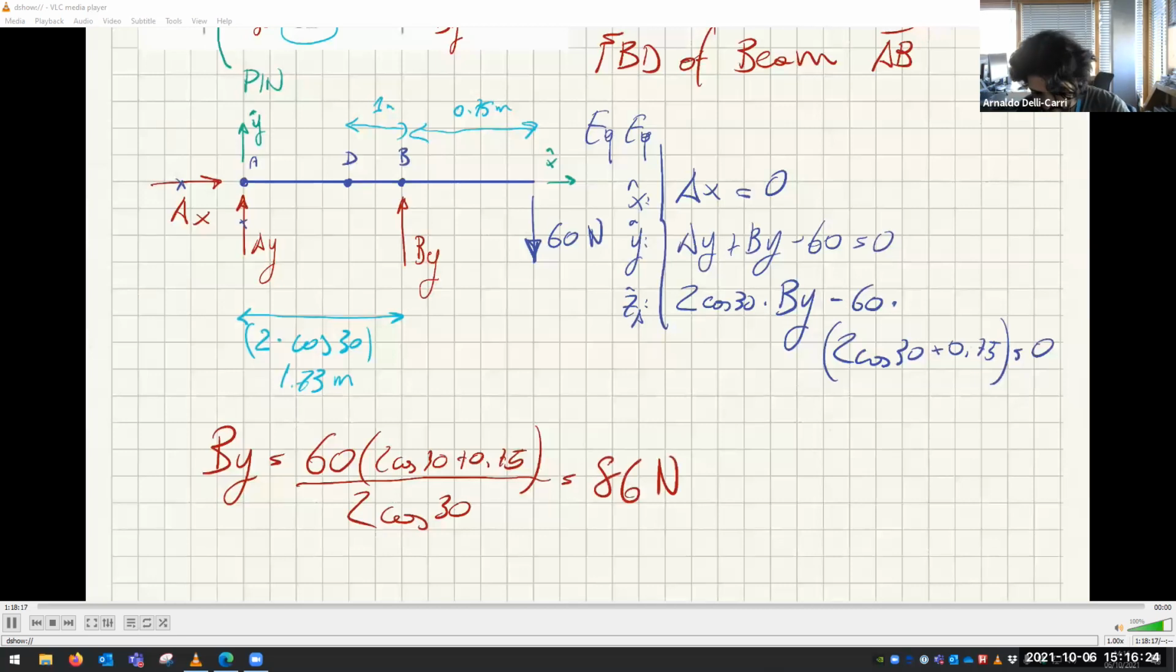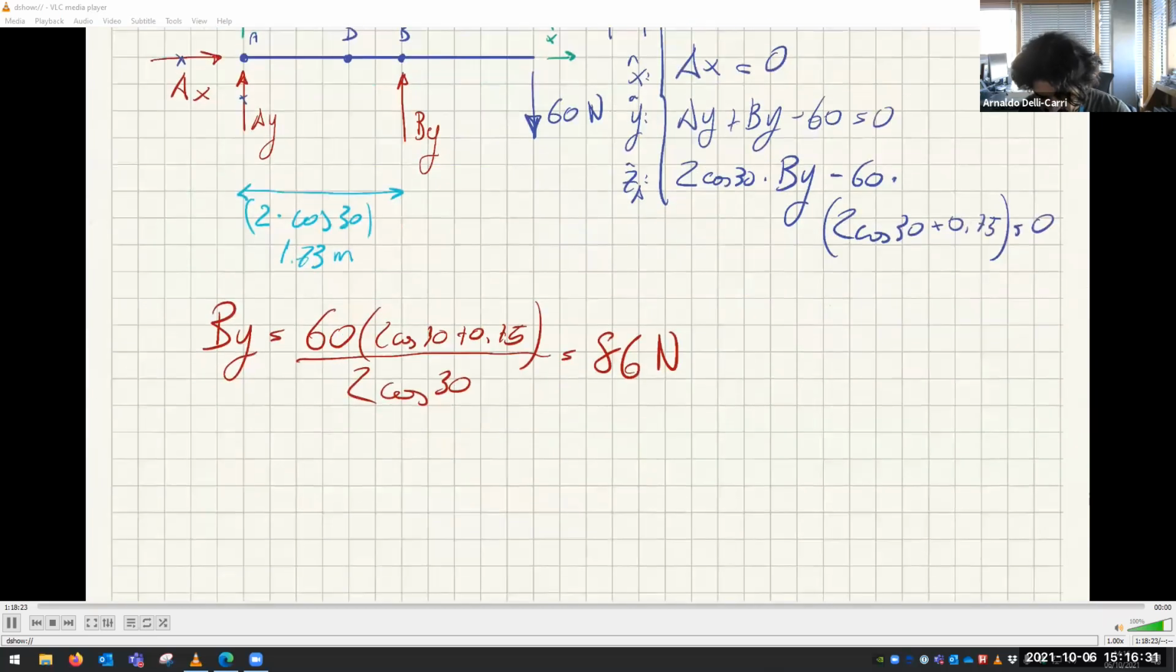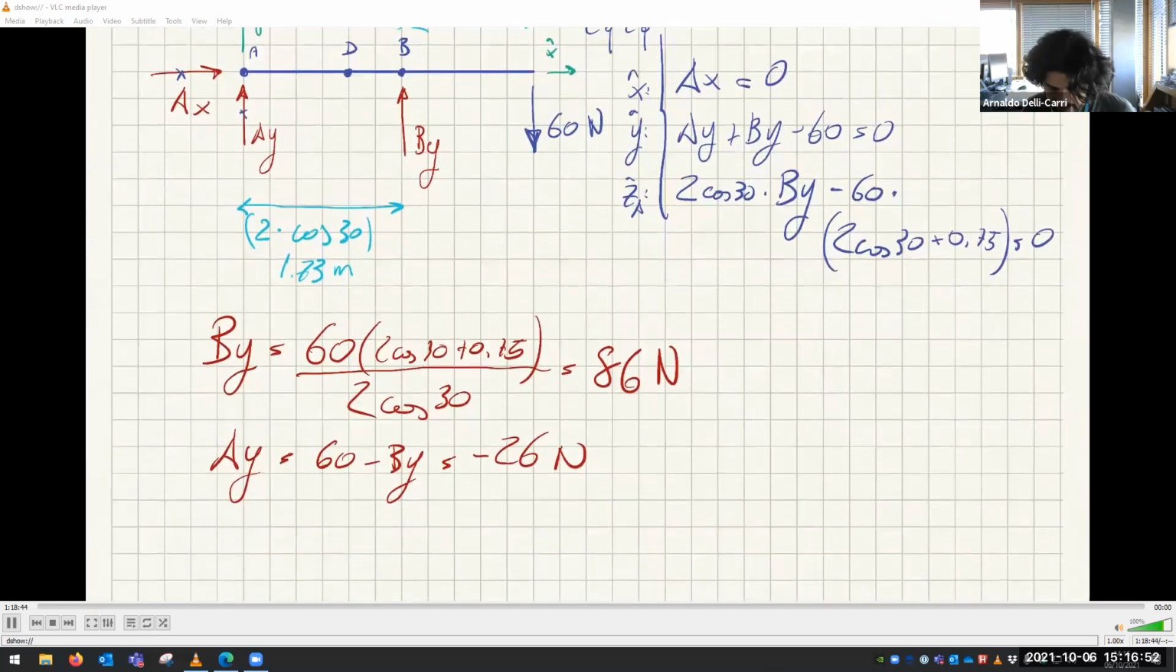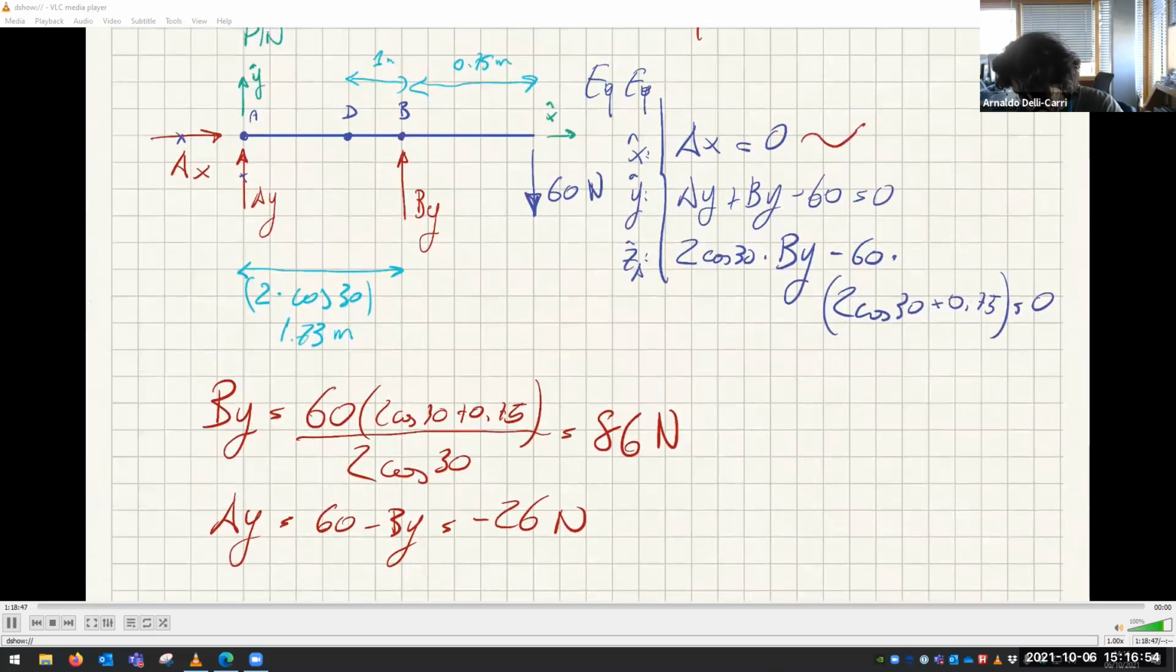That's By, and so we can get Ay from here, and Ay is 60 minus By, which is minus 26 newtons. So that means that Ay goes in the opposite direction, but we don't care. And that's it, Ax is 0. Ax is 0, this is already a solution.